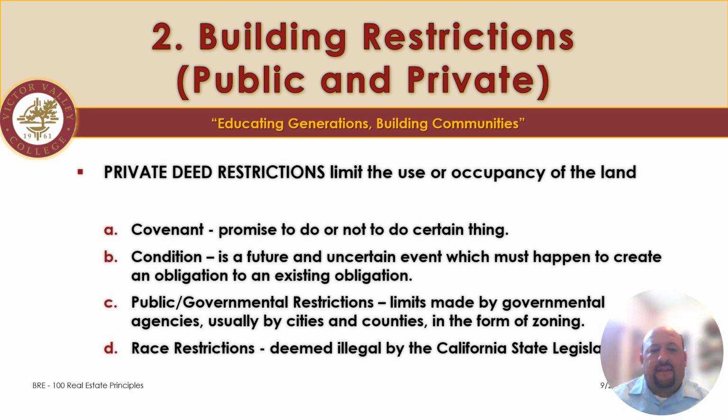Okay, there are building restrictions. A covenant is a promise to do or not do a certain thing. A condition is a future event that must happen. There are government and public restrictions, usually made by cities and counties, like zoning. So you can only build residential in certain areas, commercial in certain areas, and things of that nature. And just know that there's no such thing as a race restriction in California. It's illegal.